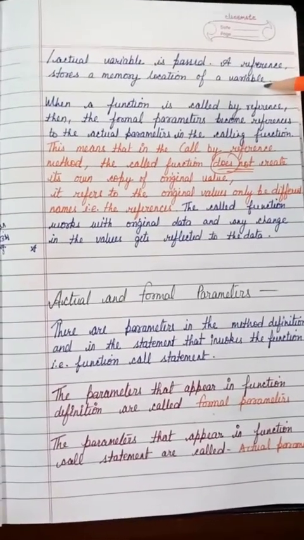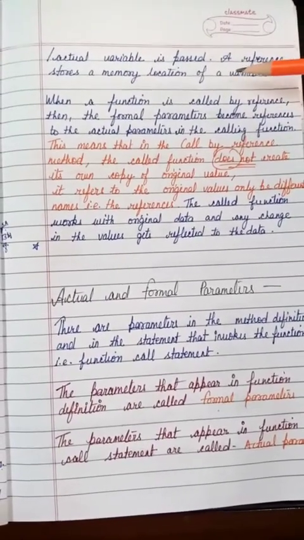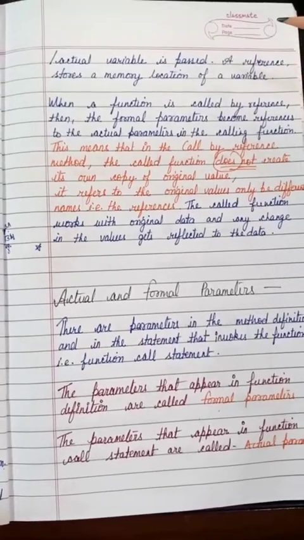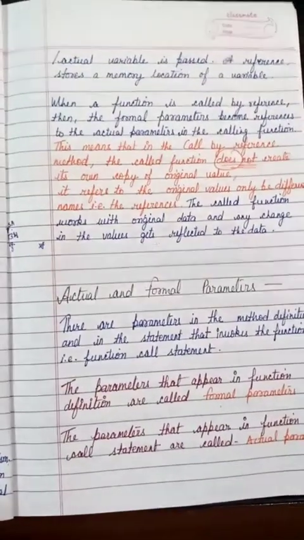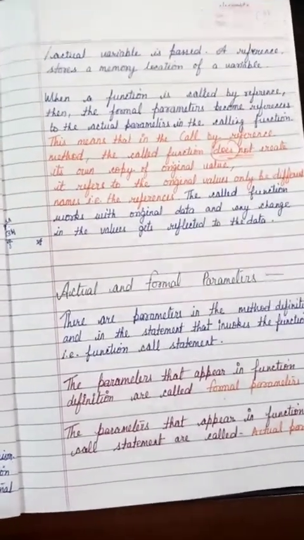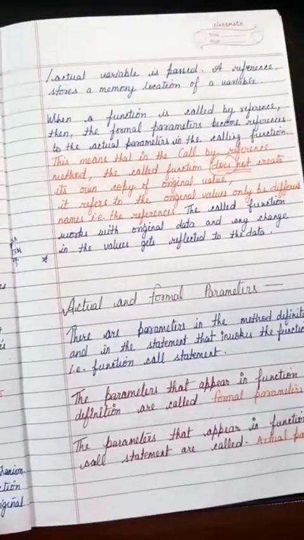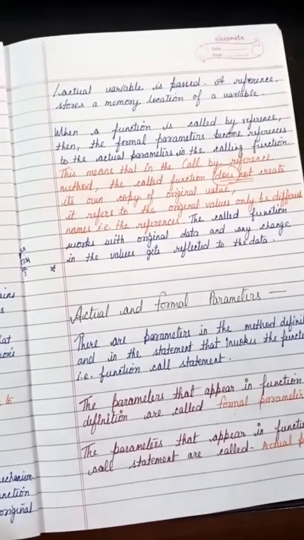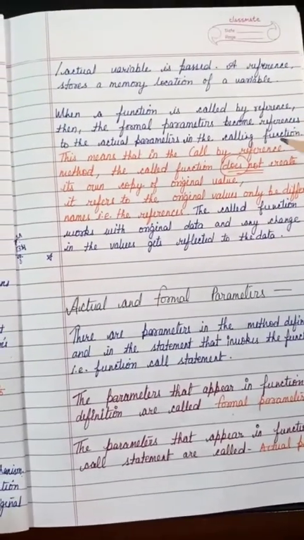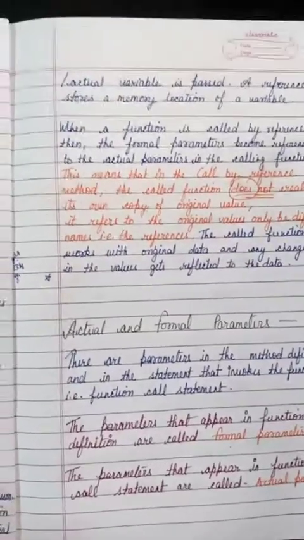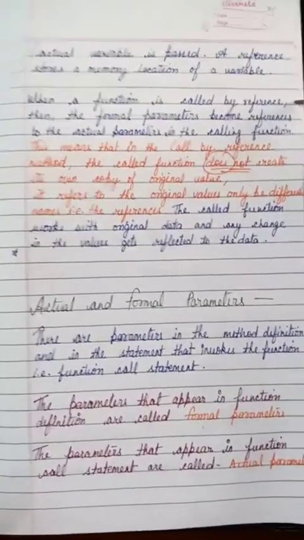So this is the main difference between call by value and call by reference. In call by value, the changes are not reflected back to the original values; the original values remain intact. In call by reference, the changes are reflected back to the original values, as we are working with the original values. We are not receiving any copy of actual parameters into formal parameters.